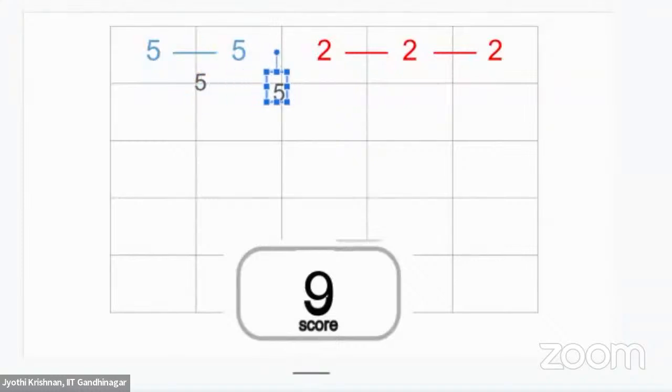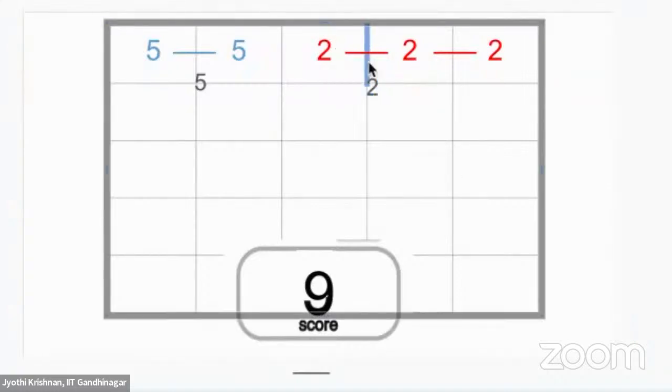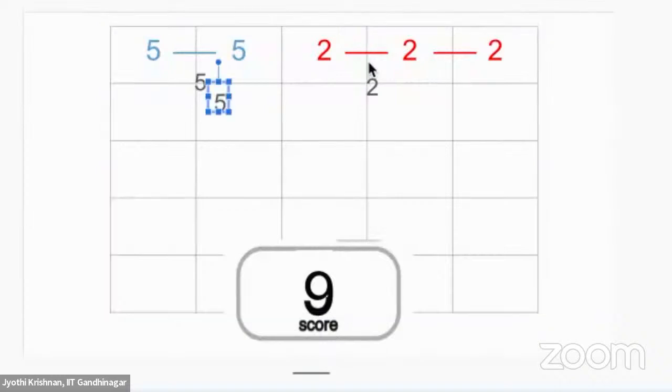And the red line connects a number 2. So this is worth 2 points. Okay, so there's one red line worth 2 points. The 2 plus 2 is 4.